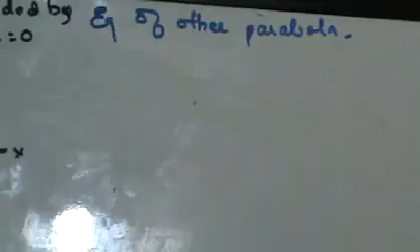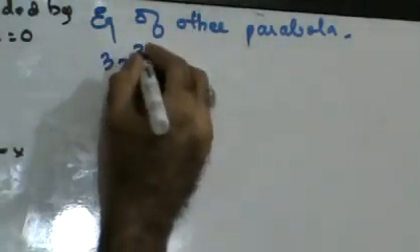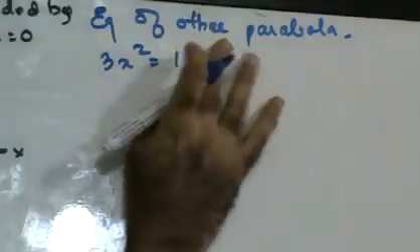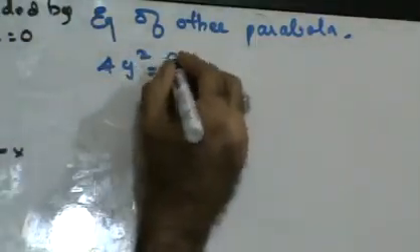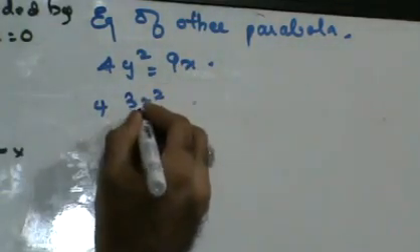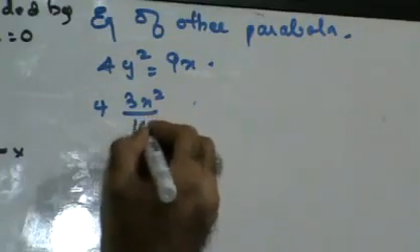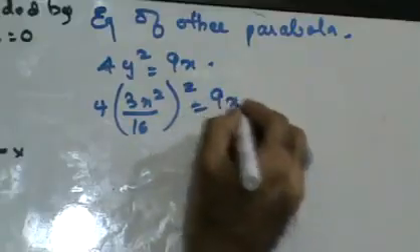The equation of the other parabola is 4y square is equal to 9x. We found out the value of y as 3x square by 16. So the whole square is equal to 9x.